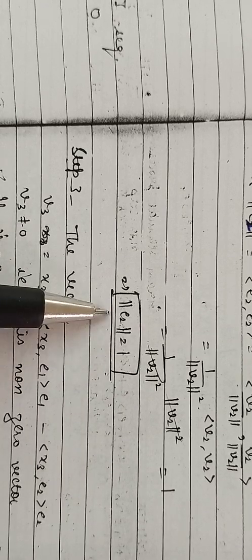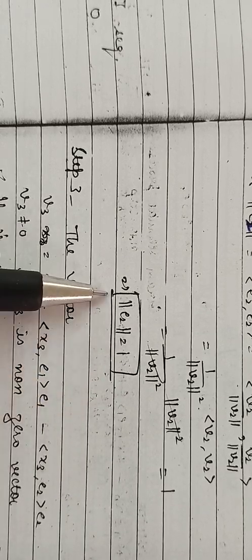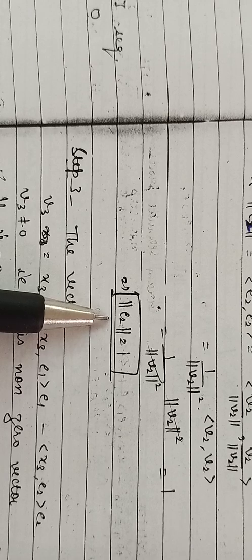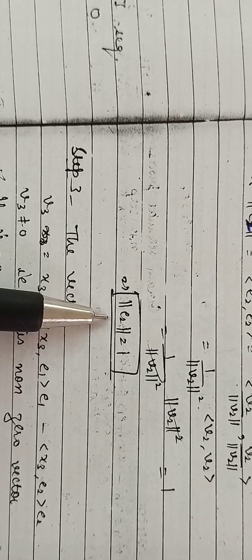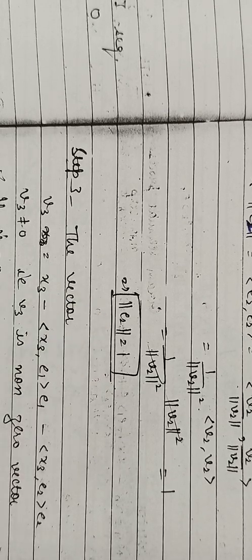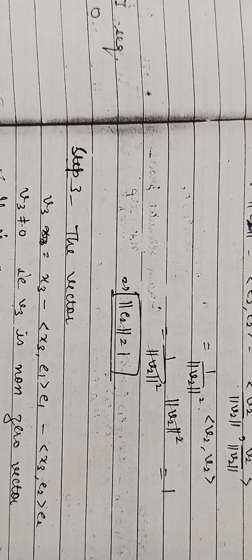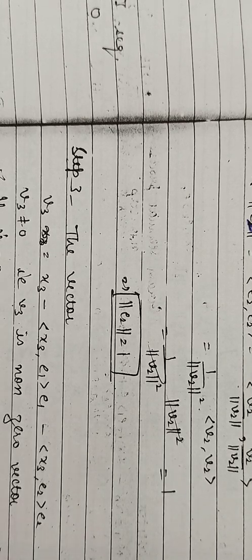So in step 2, we have obtained the second vector e2 which is normalized, and also the inner product of e1 and e2 is 0. Till now we have obtained a set which is orthonormal and consists of two elements.